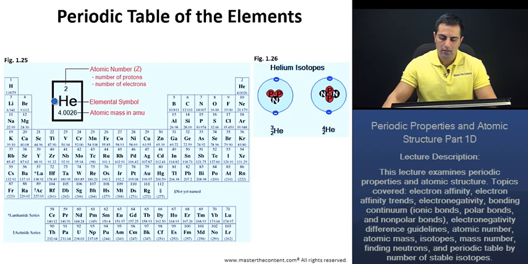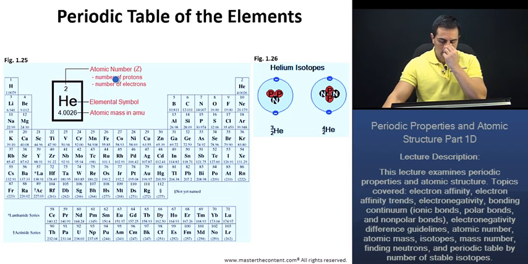Now, helium is going to have 2 protons, right? It's going to have 2 protons in its atom's nuclei, as we see here. Now, for neutral atoms, the atomic number not only gives the number of protons, as we see here, but it also gives the number of electrons as well.